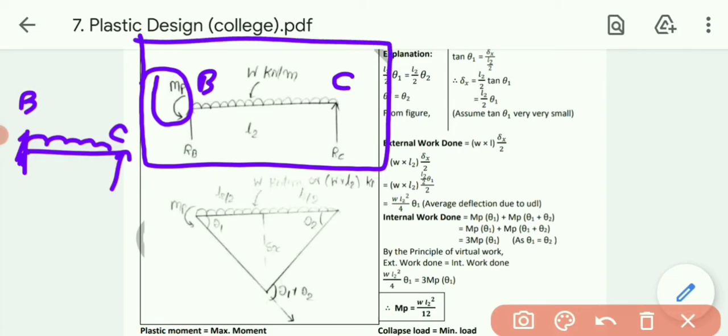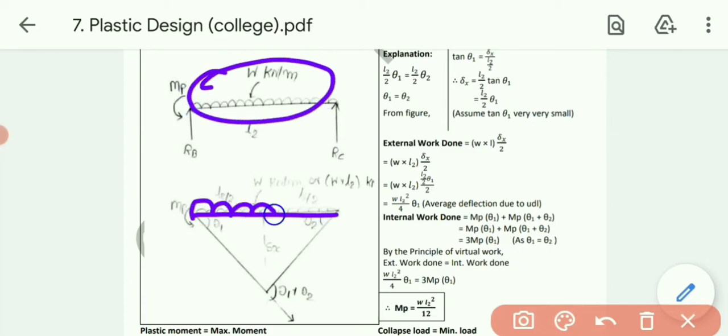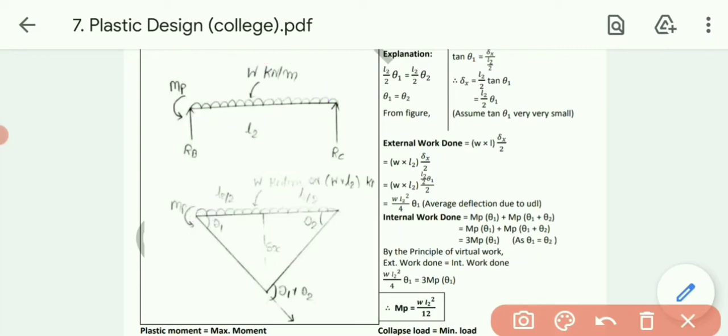That is W kilonewton per meter. Now talking about the span, that is L2. Once again we need to create a mechanism over here. First of all, take the beam as it is, with W kilonewton per meter. Now deflection will be there. Let's divide the distance into two parts, L2 by 2 and L2 by 2. Now this one is our deflection.